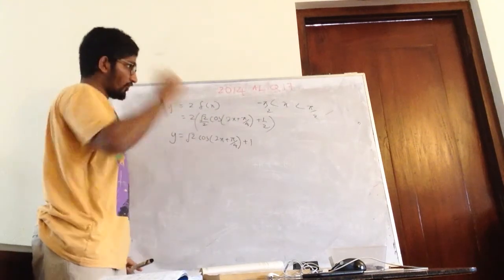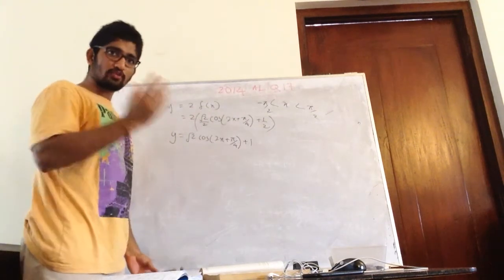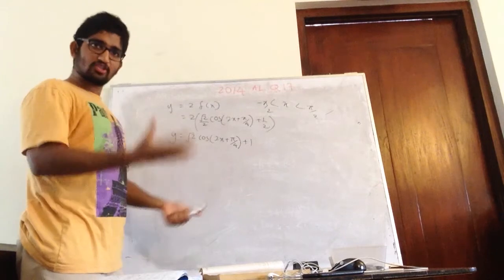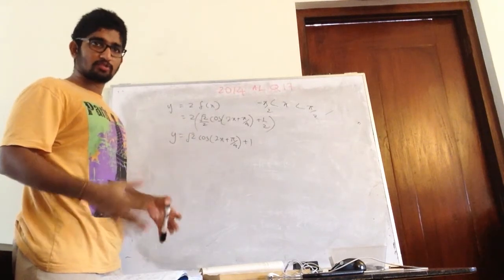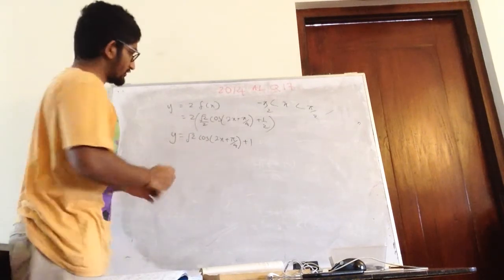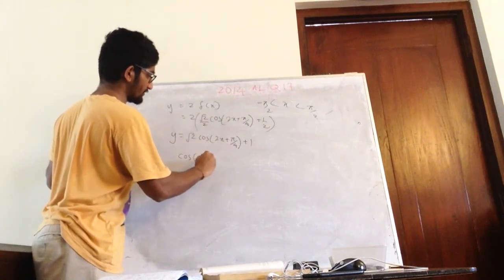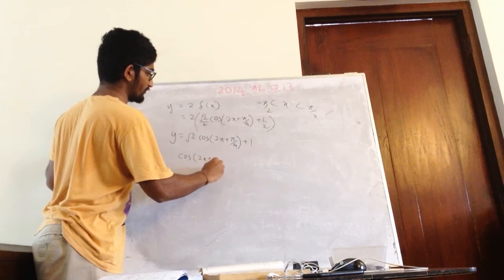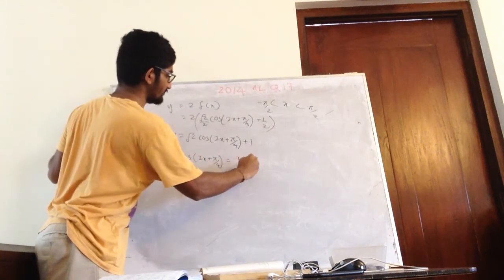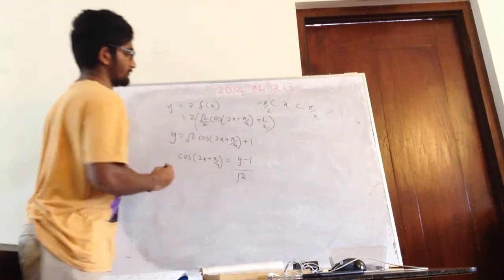Right, so first of all, you all should get the range of this graph. So let's see. I'm going to substitute cos of 2x plus 5 over 4. That is y minus 1 over square root 2.